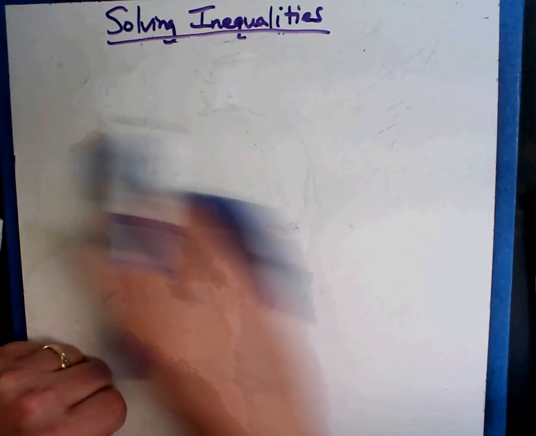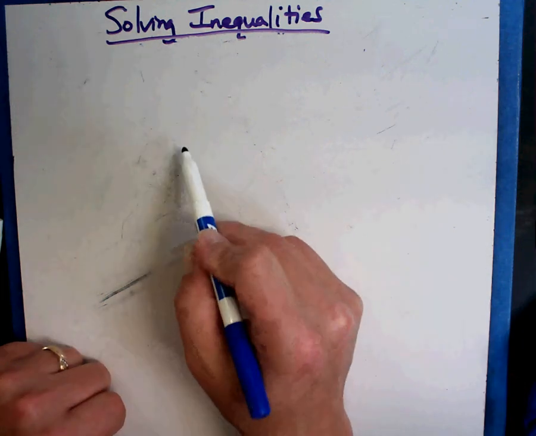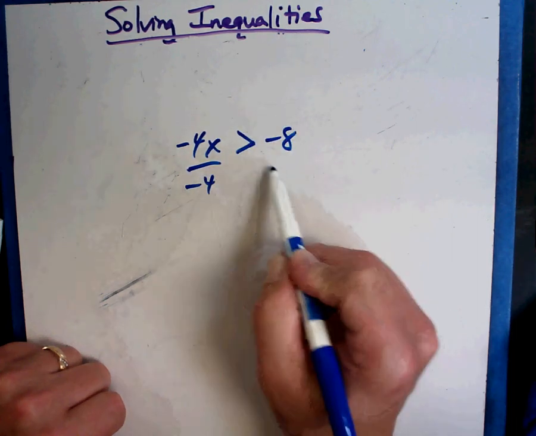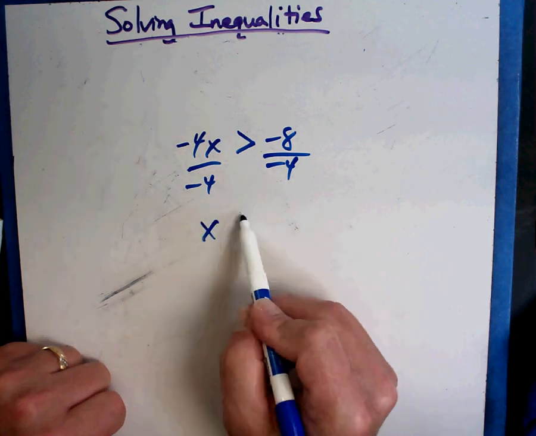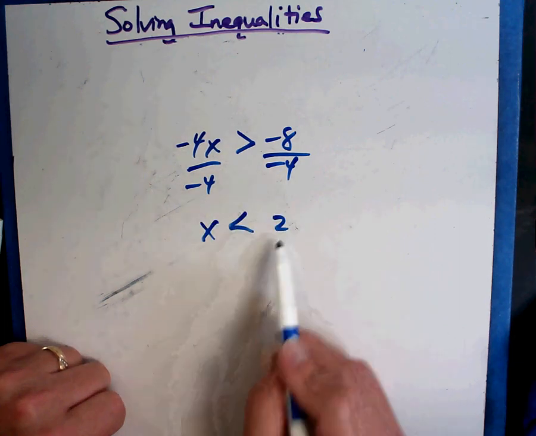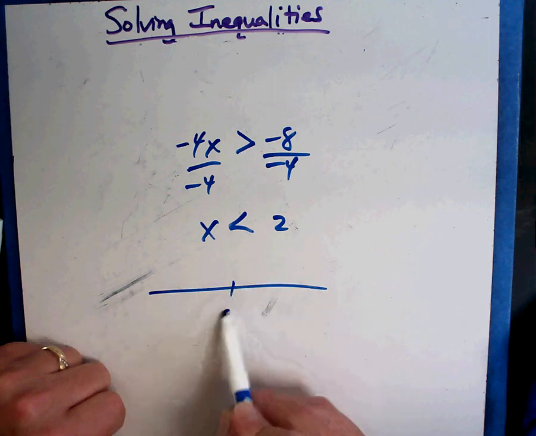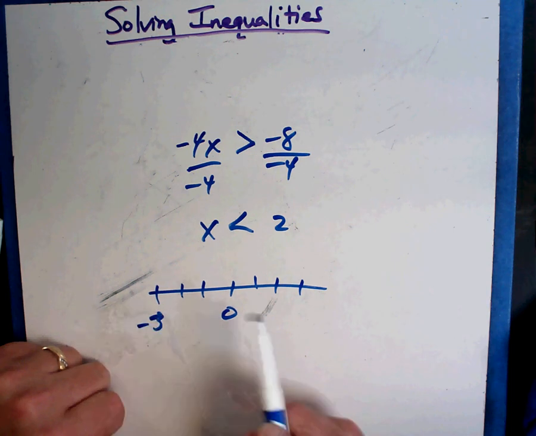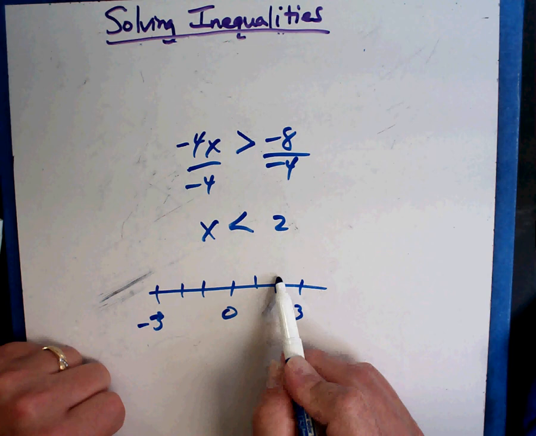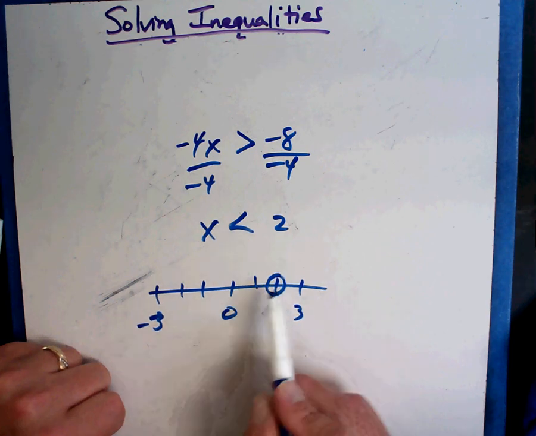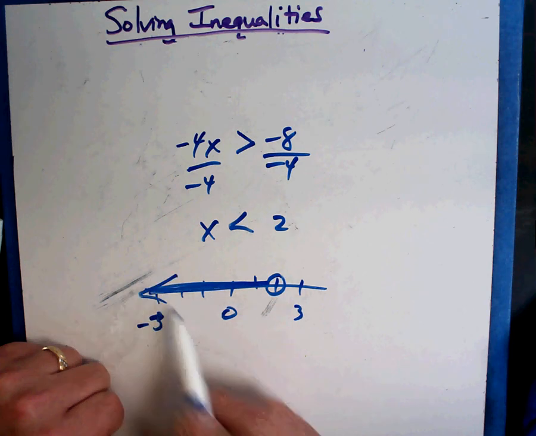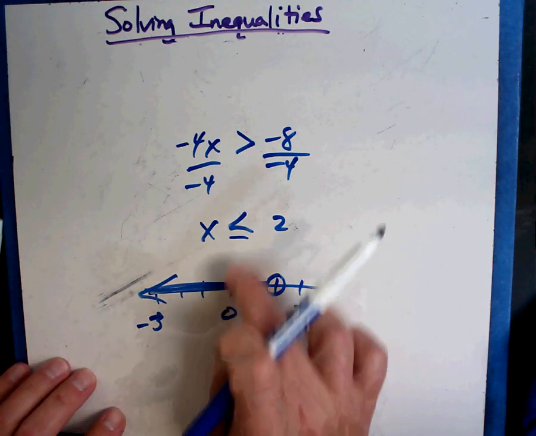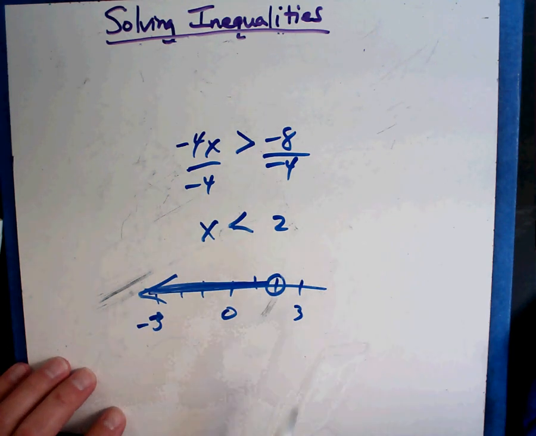Let's look at another one real quick. The one we had a second ago was minus 4x greater than minus 8, and we ended up dividing by minus 4. We just did this one. And x had to flip the sign to be less than 2. What a graph like that looks like: 0, 1, 2, 3. This is a negative 3, and this is positive 3. It's not an equal sign here, so it's an open circle. Anything less than 2, so anything this way is the answer. Notice if it had the equal sign, I would fill it in, but it doesn't, so it's just an open circle.